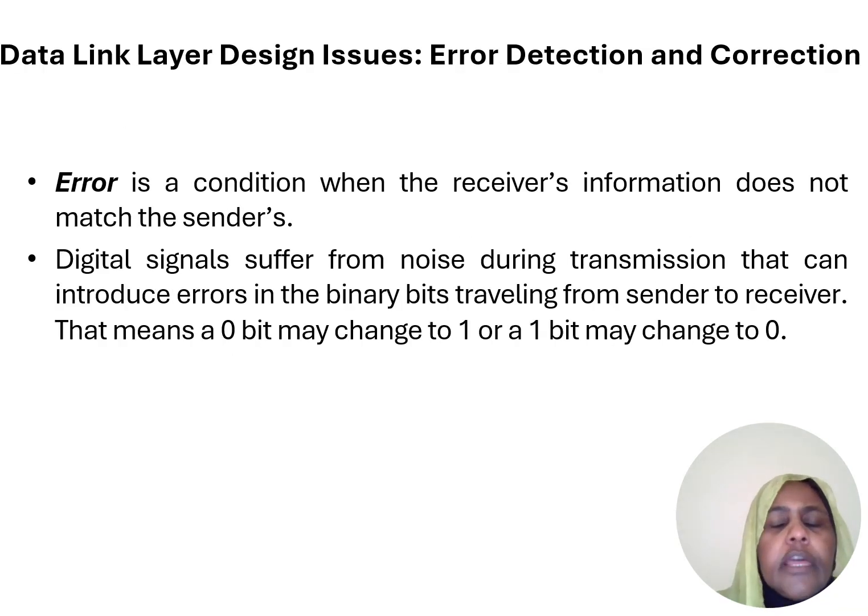Last but not least, error detection and correction. An error is when the data reaches the receiver in a different format than it was sent. Digital signals can suffer from noise during transmission, and this can introduce errors to the binary bits. A 1 can be flipped to 0, or a 0 can be flipped to 1.